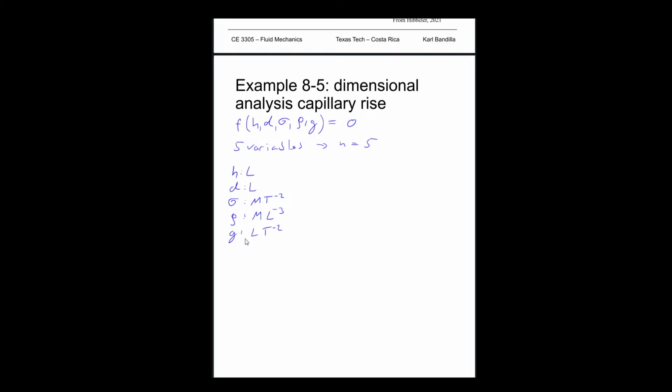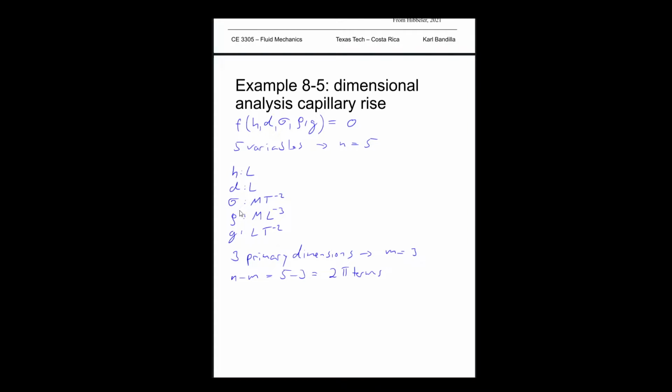Now we choose the 3 variables, or let's write this down first. So we have 3 primary dimensions. Three primary dimensions means m is equal to 3. Then we get n minus m is equal to 5 minus 3, means 2 pi terms. All right, so now which ones do we choose to use as our repeating ones? We need to make sure that all 3 of our primary dimensions are in there. So we couldn't, for instance, choose h, d, and g because we didn't have mass in them.